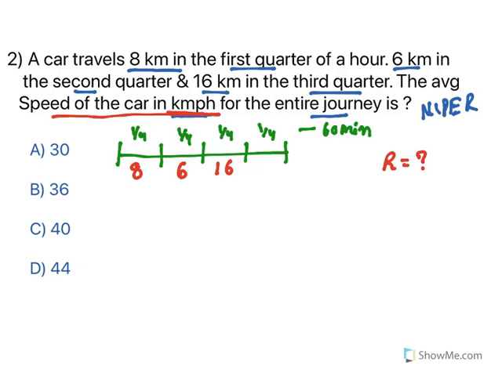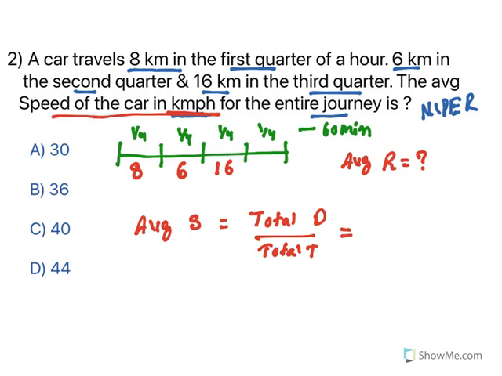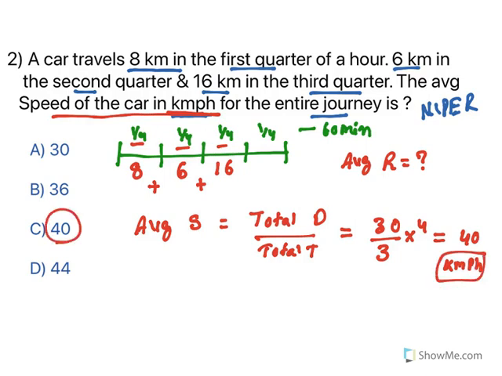Now see the average speed. At the beginning I told you the average speed is given by total distance divided by total time. Now what is the total distance here? 8 plus 6 plus 16, 30, divided by the time. 1/4 plus 1/4 plus 1/4, it is 3/4 of an hour. So what it becomes? 40 kilometers per hour. So very simple one. So the answer is 40.